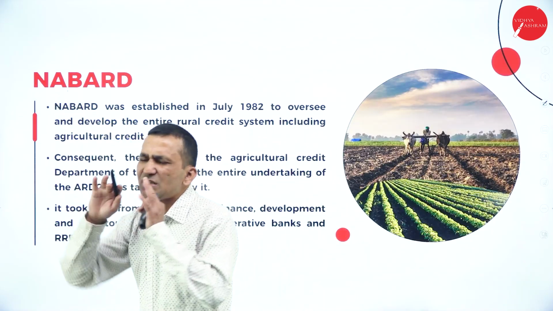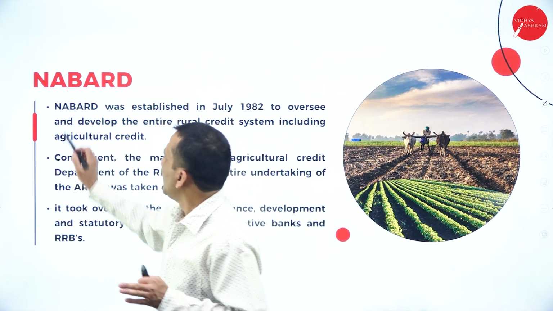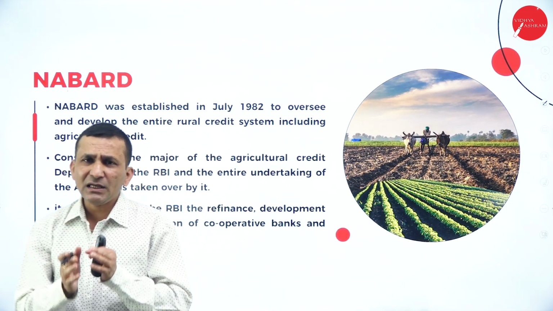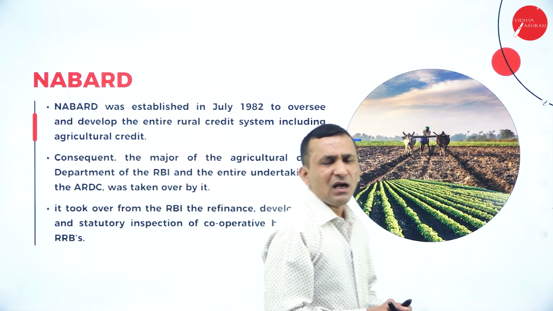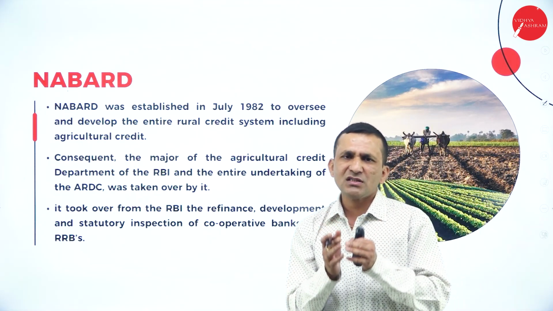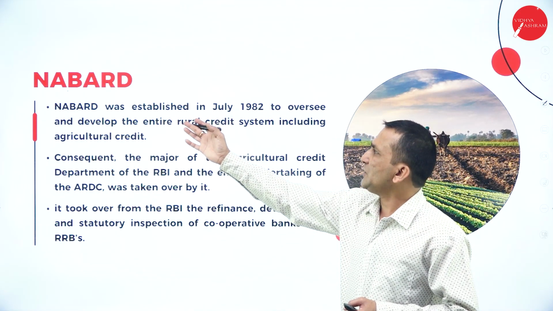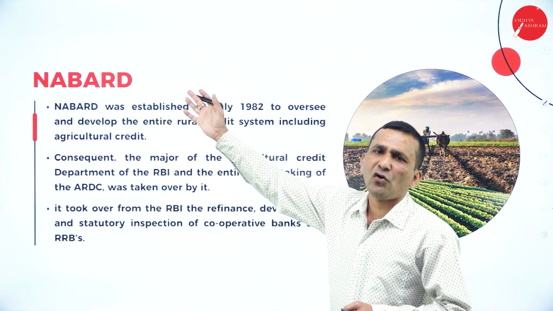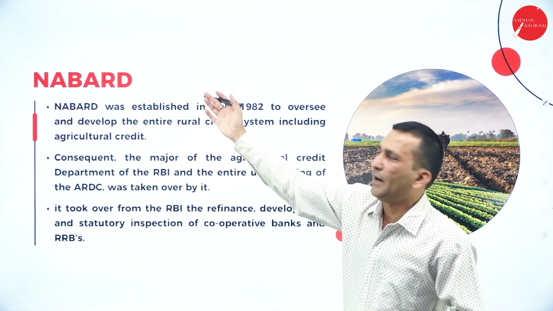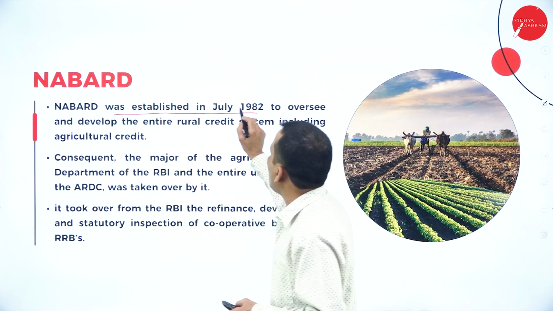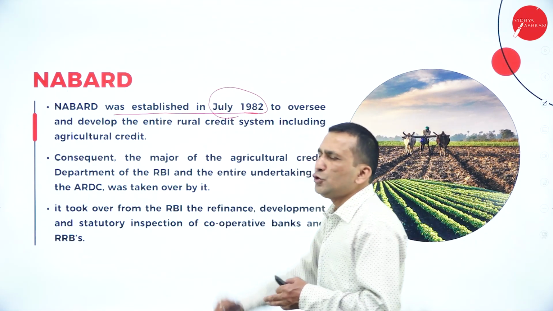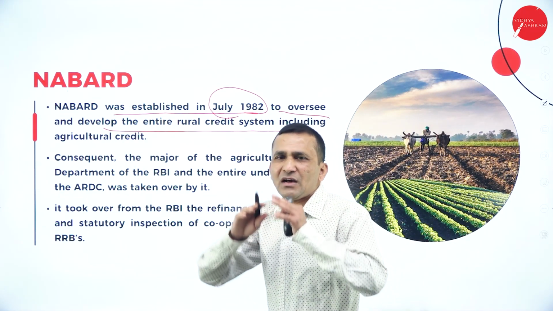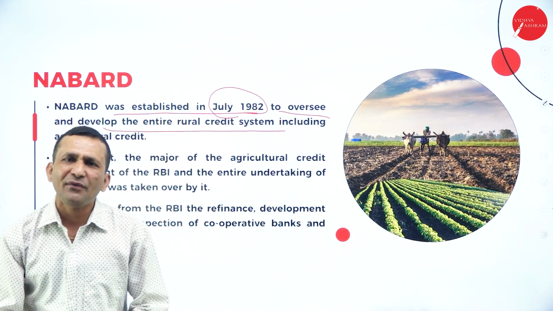Next, which is a very important bank for agriculture development? The National Bank for Agriculture and Rural Development, because most agriculture is based in rural areas. We can simply call it NABARD, the National Bank for Agriculture and Rural Development, whose main focus is agriculture development and rural development. NABARD was established in July 1982, to oversee and develop the entire rural credit system, because the farmers are identified in the rural base.